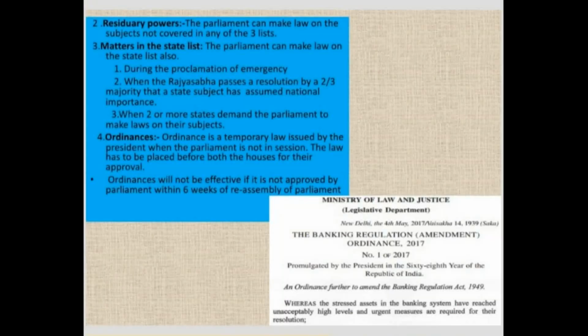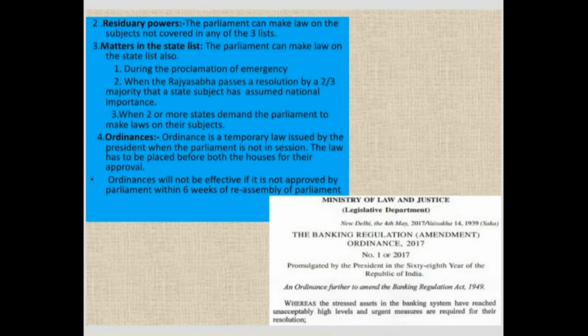So let us continue with the legislative powers of both houses of parliament. There are residuary powers for the parliament. That means there are some areas which are not covered under the union list, the state list, or the concurrent list. On such areas, the union parliament can make laws. For example, urban planning is not included in any of the three lists. Hence, the union parliament can make laws on such matters. Such powers are called residuary powers.